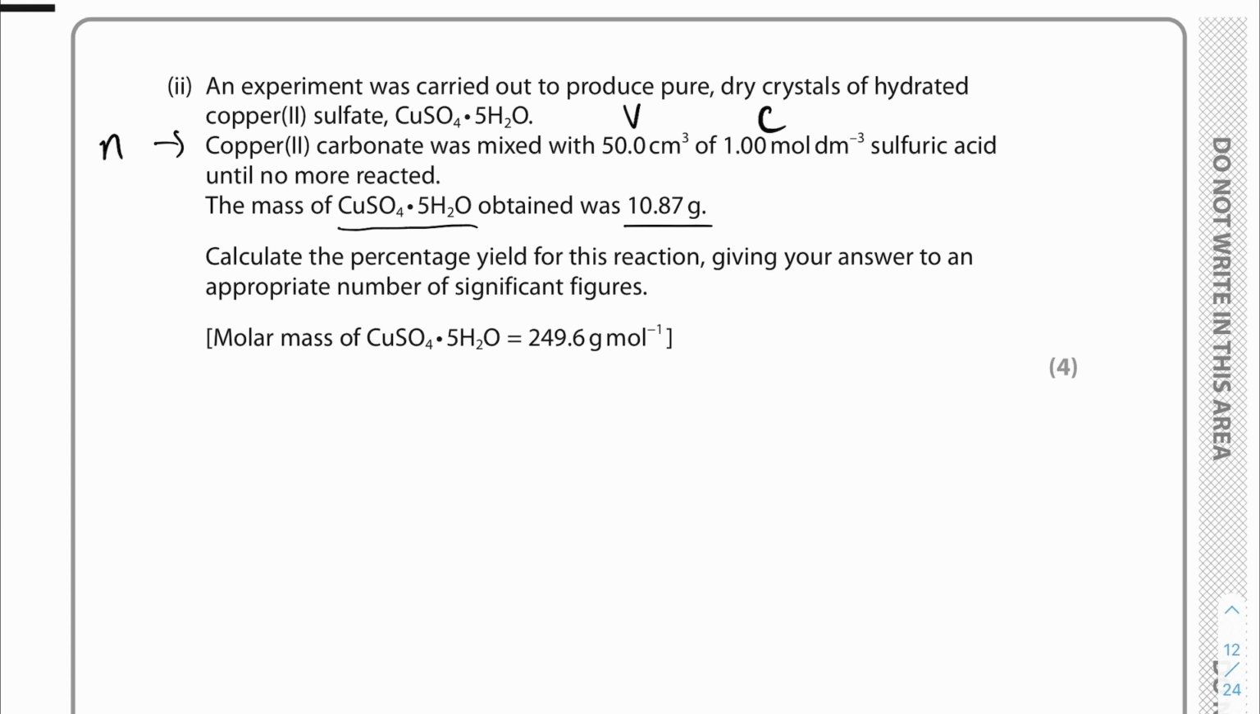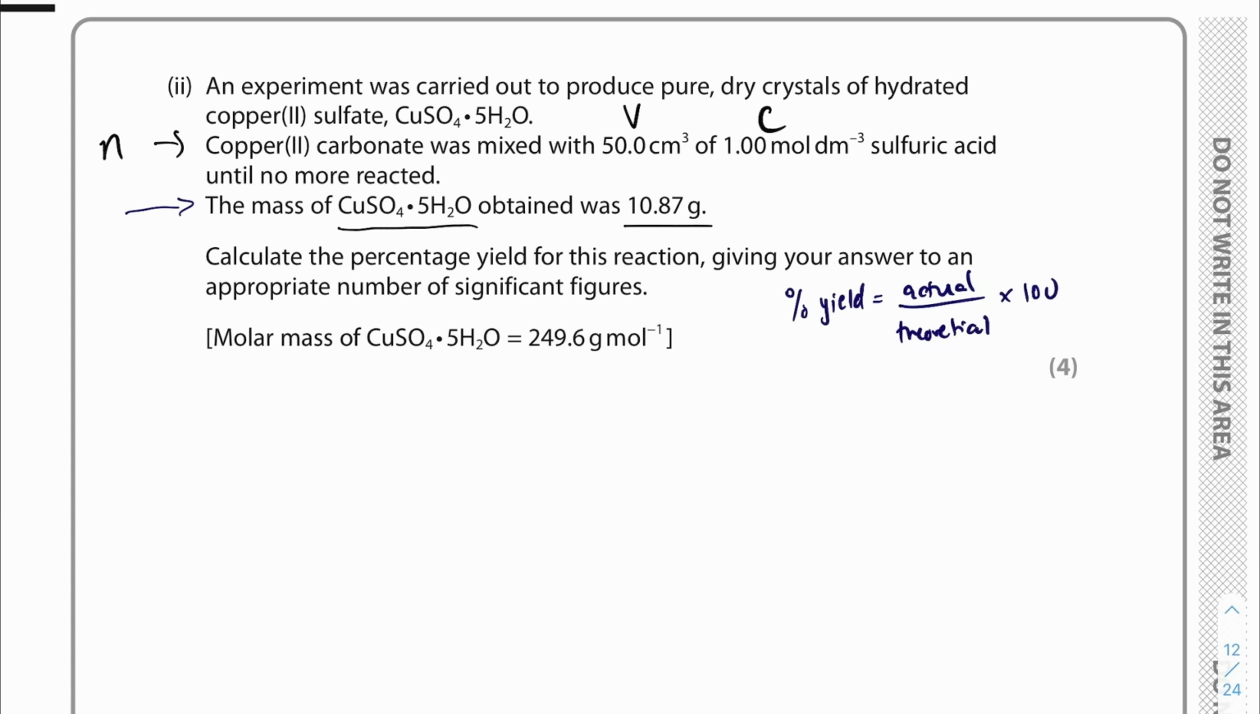So what is the yield? We know that yield is actual, what we get, over theoretical, times 100. So what's the actual? Is there anything we can calculate of the actual? Okay, so let's see what we have here. So we know the mass of hydrated copper sulfate, 10.87.